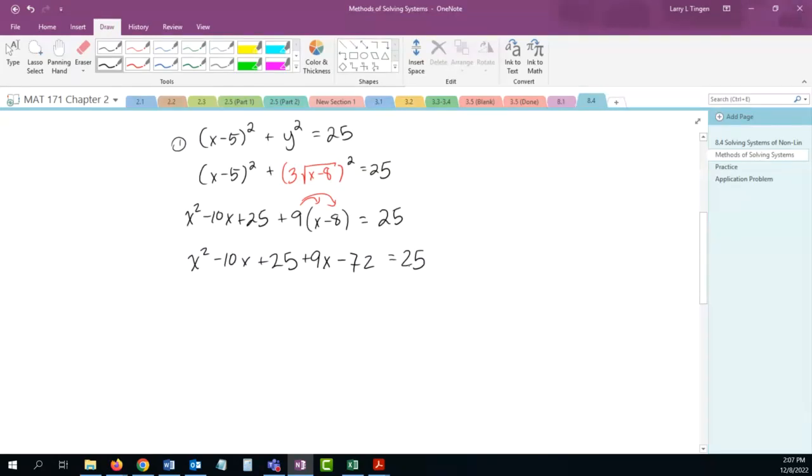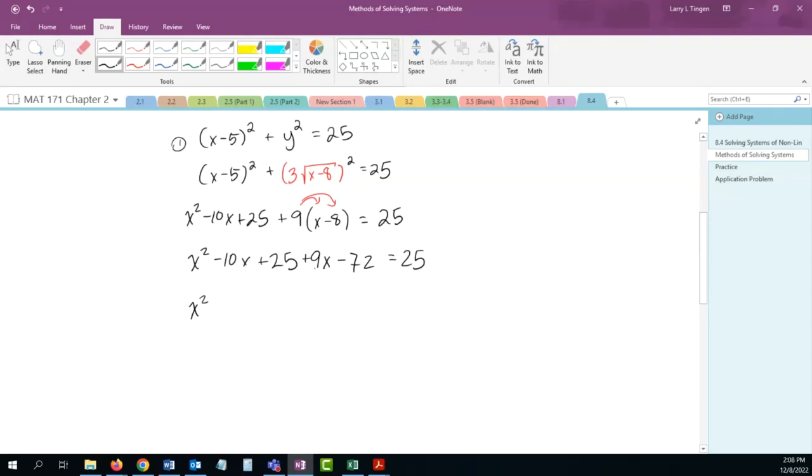This is quadratic, right? Highest power of x is 2. How do you solve quadratic equations? You get everything to the same side. So everything goes on one side. Let's combine like terms on the left before we do that.